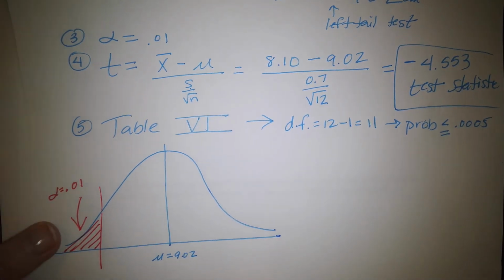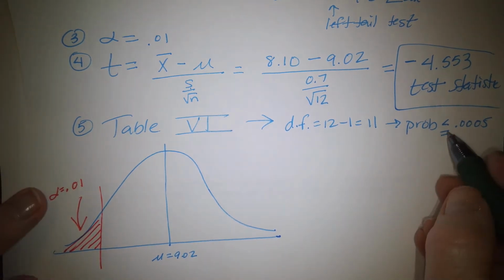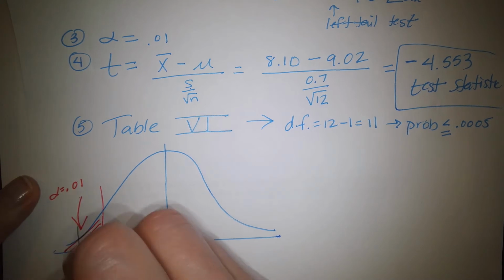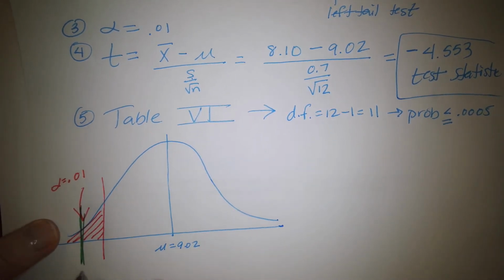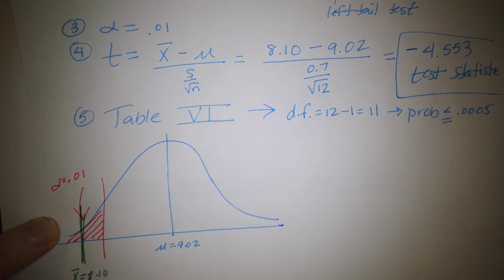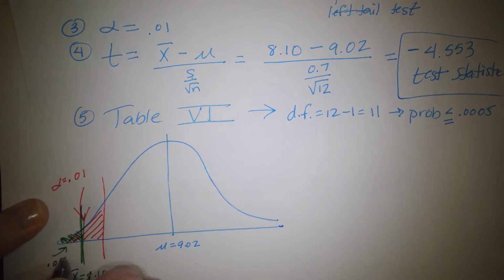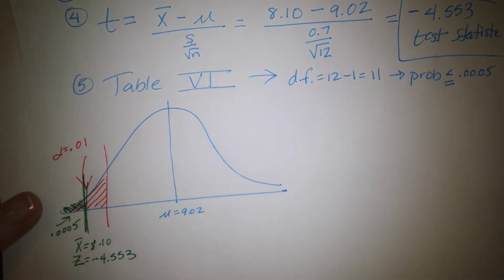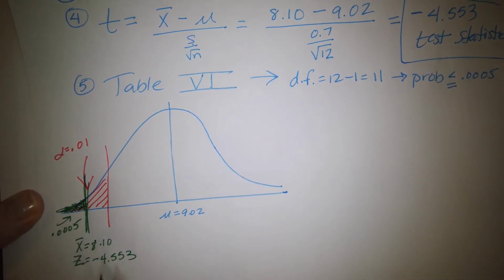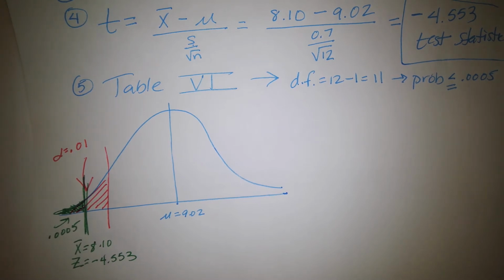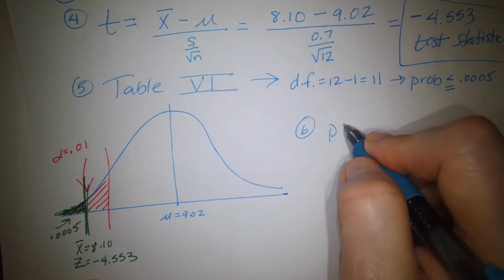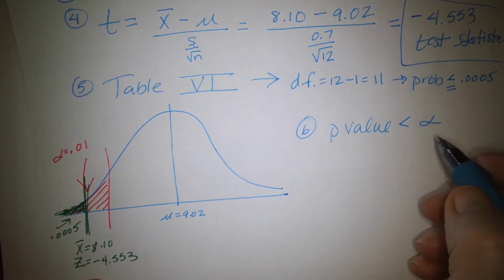So if I come over here to my curve and plot that information in green, this probability certainly is a lot smaller than this. It'll be over here on the left-hand side, where my sample mean was 8.10, which results in a t-score of negative 4.553, which has a small area, something smaller than 0.0005. Okay, so this tiny little green area in this triangle certainly falls within that reject zone. So I have proven that my p-value is certainly less than my alpha.